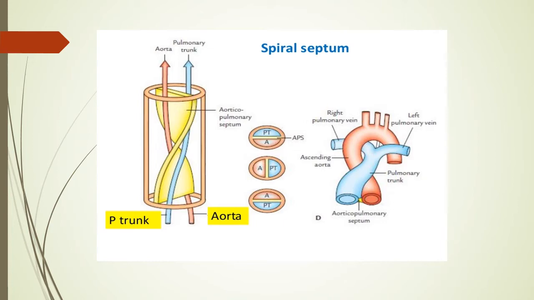You can very well see the spiral in it. This is very diagrammatic. This is the region of spiral. Direction changes and then it becomes like this. And these are the sections by which you can trace the spiral nature of the aorticopulmonary septum. And this diagram shows the spiral arrangement of the pulmonary trunk and the ascending aorta around each other or in relation to each other.